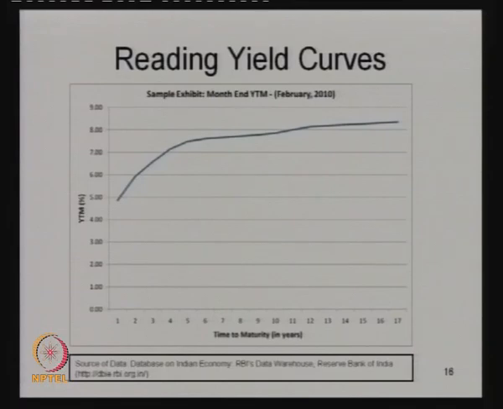If you look at the sample example here, we have the yield curve. Time to maturity is on the x axis and yield to maturity is on the y axis. These are taken from the February 2010 data from the RBI. We can see that there is an increasing trend, but over the period it becomes a little flat. So that indicates growth; it is not parallel to the x axis, there is an increasing trend here, and we can see that there is going to be better economic activity in future.